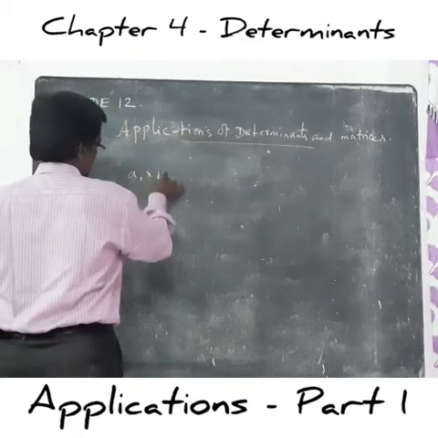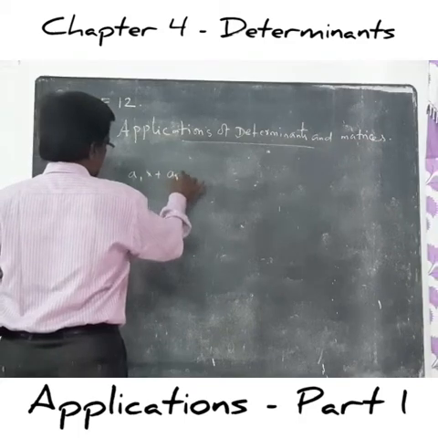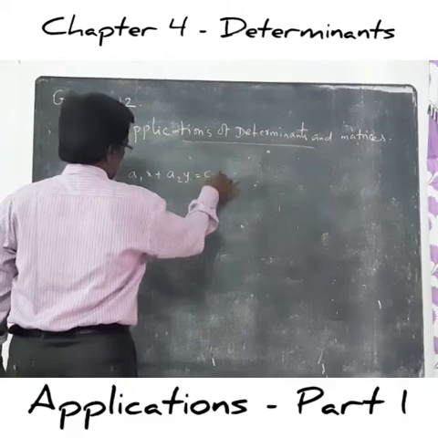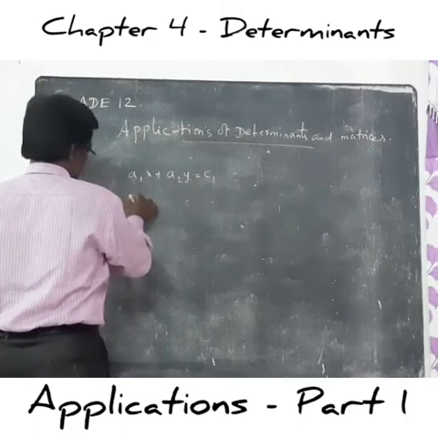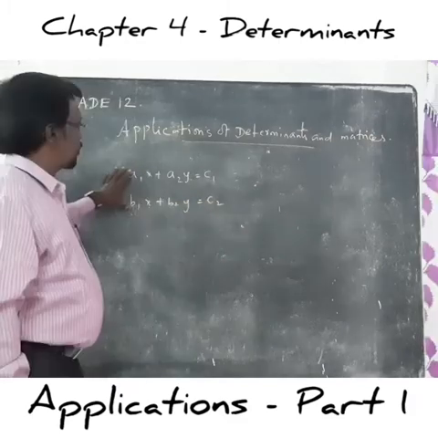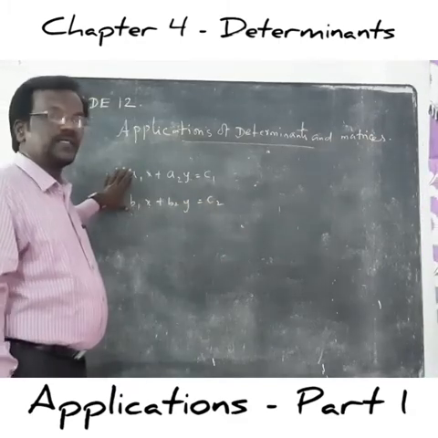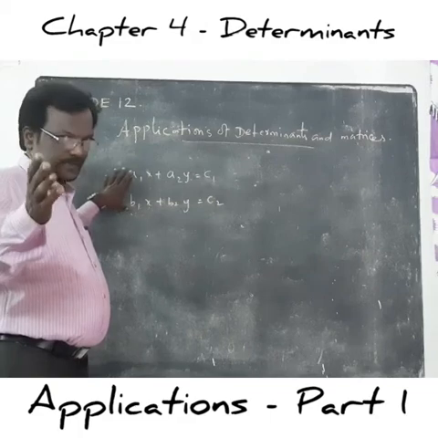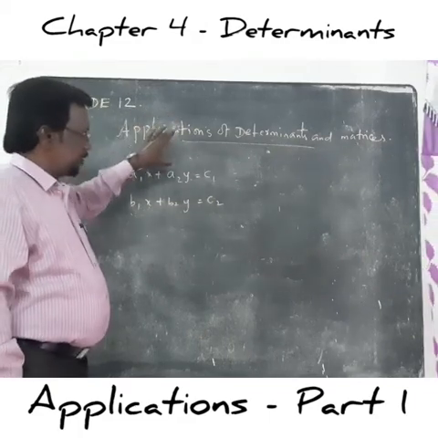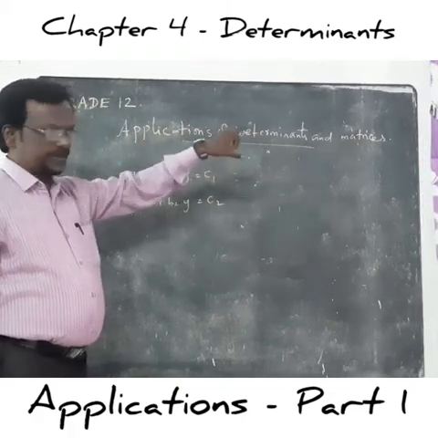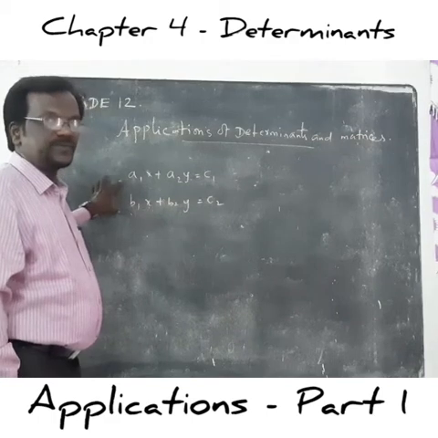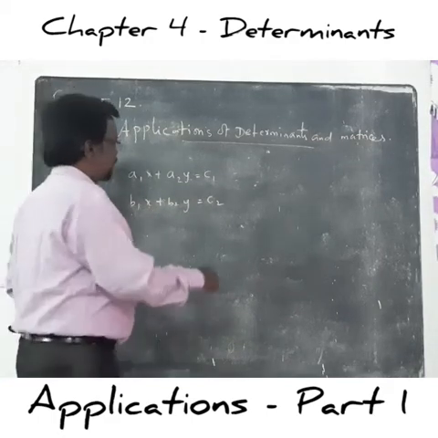Suppose a1x plus a2y equal to some c1, b1x plus b2y equal to c2. How can we solve these two equations using our enumeration method or any other substitution method also? Now, here we will use determinant and matrix for solving this system of equations, right?